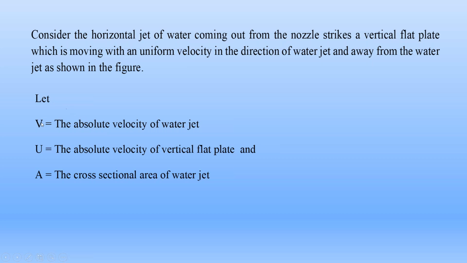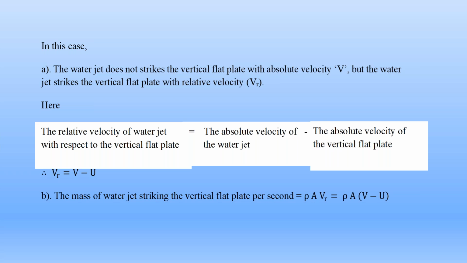So here, V is the absolute velocity of the water jet, U is the absolute velocity of the vertical flat plate, and capital A is the cross-sectional area of the water jet. Now coming to the relative velocities. The relative velocity of the water jet with respect to the vertical flat plate is equal to the absolute velocity of the water jet minus the absolute velocity of the vertical plate.